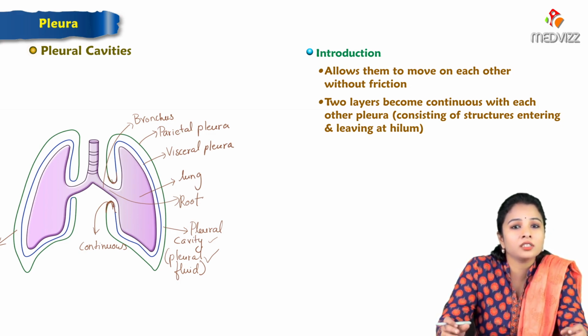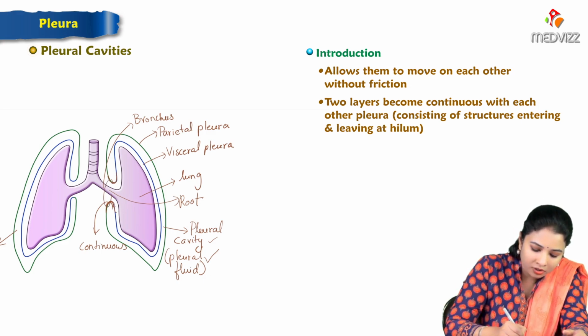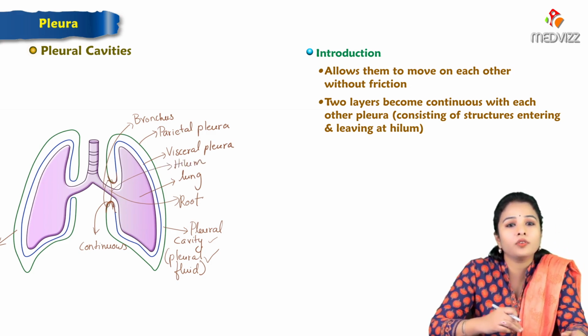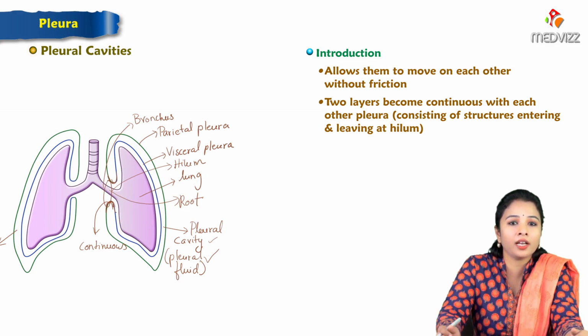These structures enter and leave the lung at the hilum of the lung. So this point is called the hilum. We see that the parietal and visceral pleura get reflected at the hilum of the lung.